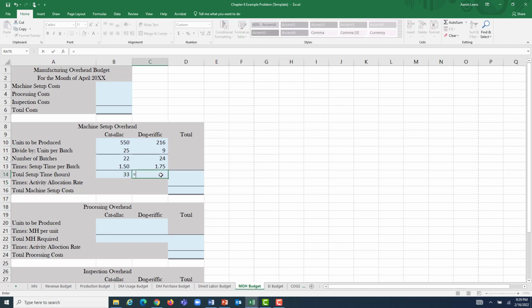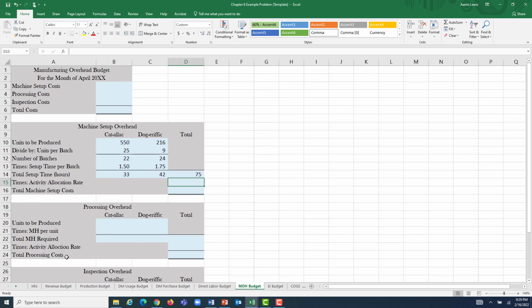If we're making 24 batches of Doggerifics, and each one of those takes 1.75 hours to set up for, that means that in total, to produce those 24 batches of Doggerifics, we're going to have to spend 42 hours doing setups, basically shutting things down and making sure everything's in order so we don't get any jacked up, unsellable products coming out. And in total, that is going to require Animal Gear Company to spend 75 hours setting up their machines, not producing, just setting up during the period in order to crank out the Cadillacs and Doggerifics that we need.